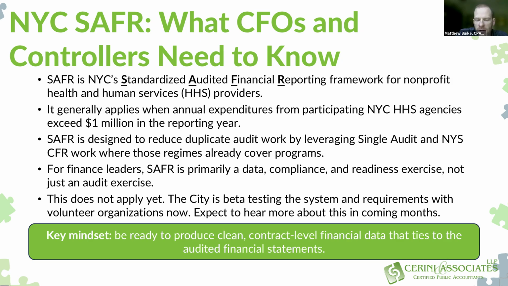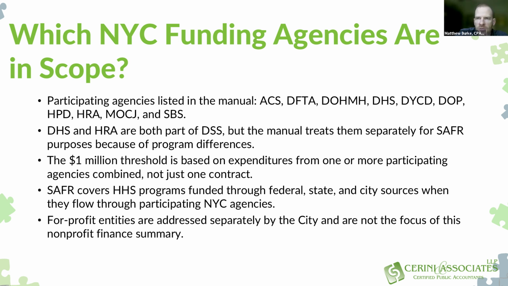And the key takeaway is you want to be able to produce clean contract level financial data, right? So if you have 10 different city contracts, you want to make sure you can track within your system the revenue and expense, who's allocated to there in terms of employees, how many hours, and what their titles are, and all this other stuff. And that whatever you're doing is defensible. So these are the agencies listed in the manual that this will be subject to for now. Again, all health and human services ones.